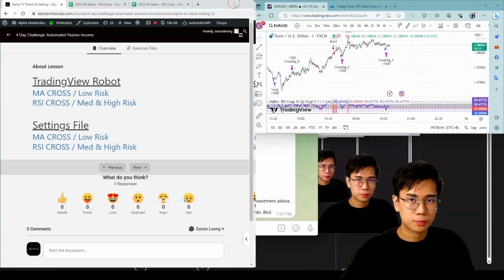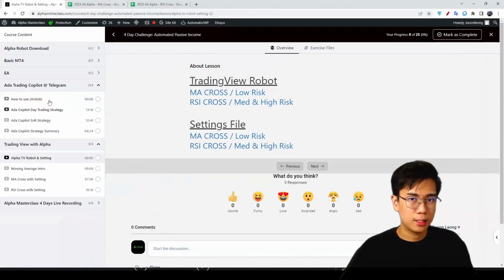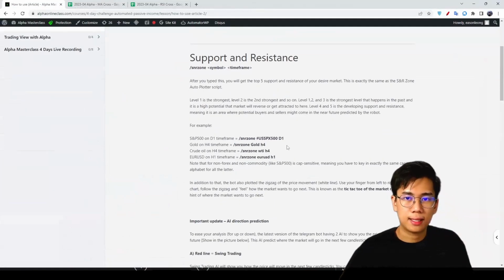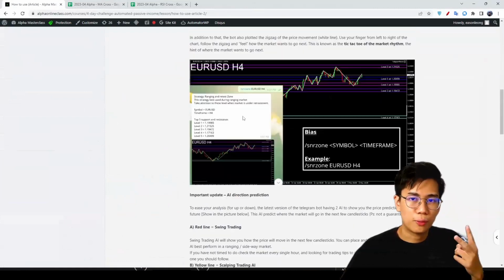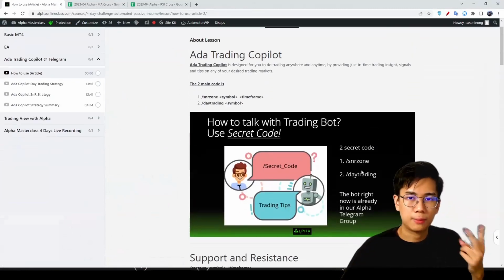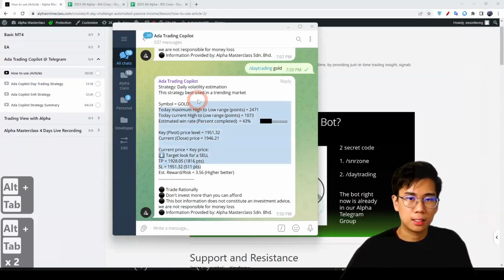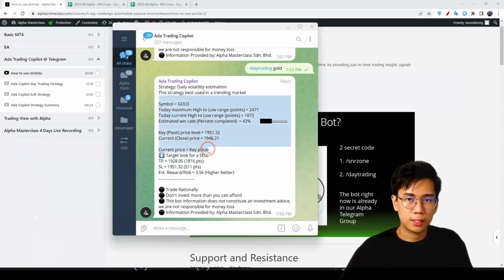In the membership side, we have it here, how to use. There are articles, and in this article we have laid out two formulas. Number one is day trading, and number two is S&R zone. So from here we can see day trading comes up with this.